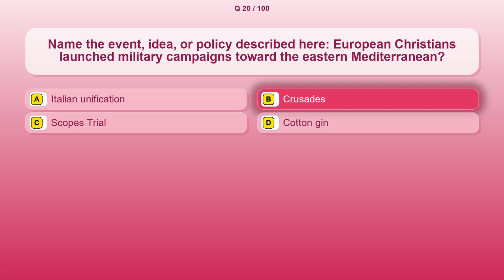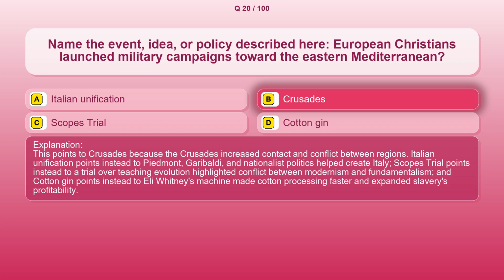The correct answer is option B, Crusades. This points to Crusades because the Crusades increased contact and conflict between regions. Italian unification points instead to Piedmont, Garibaldi, and nationalist politics that helped create Italy. Scopes trial points instead to a trial over teaching evolution that highlighted conflict between modernism and fundamentalism. And cotton gin points instead to Eli Whitney's machine that made cotton processing faster and expanded slavery's profitability.